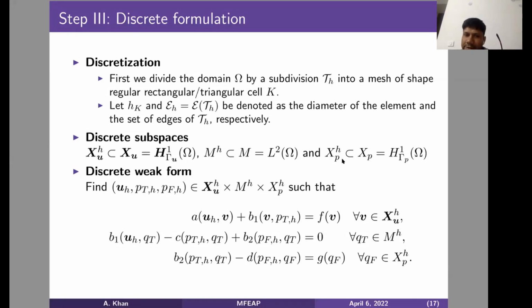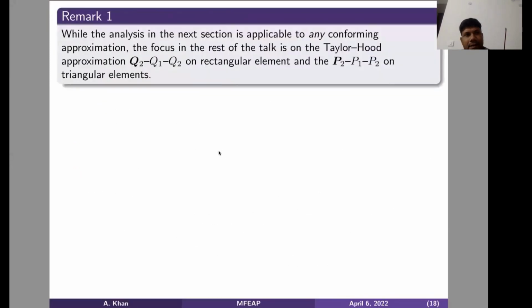And when we have discrete subspaces, we can write the discrete weak formulation. And here we are not going to discuss the well-posedness result. We just need to ensure that these displacement and total pressure subspaces satisfy the discrete inf-sup condition. And if they satisfy it, then the problem is automatically well-posed. And the proof is similar to what we discussed for the continuous one. So here we'll just try to discuss some possibilities.